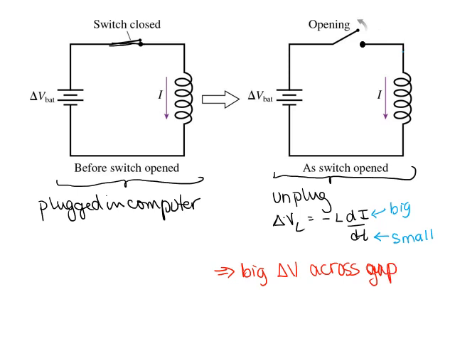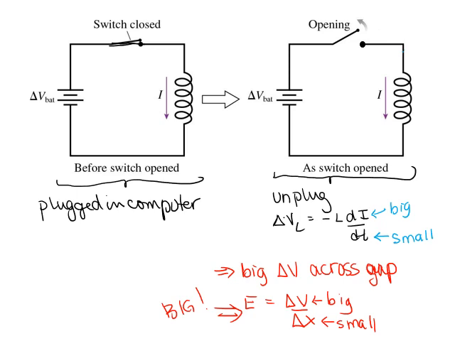So for that delta V across the gap, let's remember that our electric field is delta V over delta X. That gap is pretty small. There's only a few millimeters when you first unplug it. Delta X is small, delta V is big. That makes our electric field really big. And what happens when you get a big electric field across a small gap of air is you get a dielectric breakdown and current flows across the air. And that's what makes a spark when you unplug things.